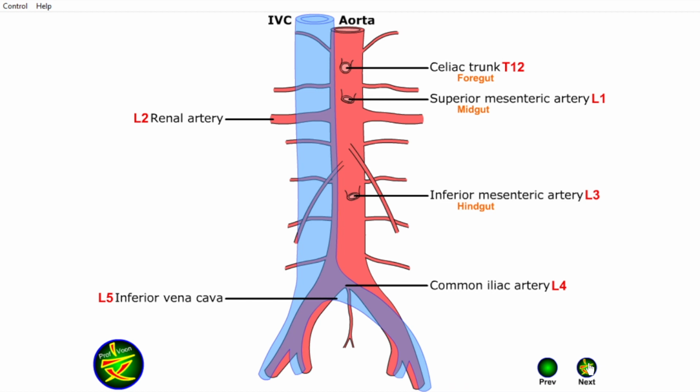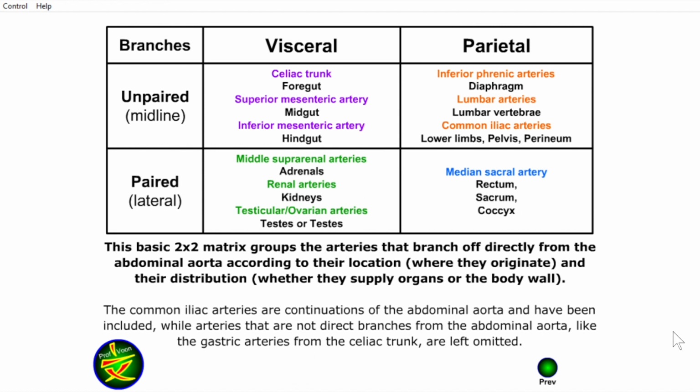To the right, of course, is the inferior vena cava, and here there are 6 vertebral levels from thoracic 12 to L5 with some representative arteries that you may wish to note if you want to remember some of them. Go ahead and screenshot it and then study it at your leisure. The final slide is the matrix, which shows that the groupings are based on their location and their distribution. I hope this is of use to you and easy enough.